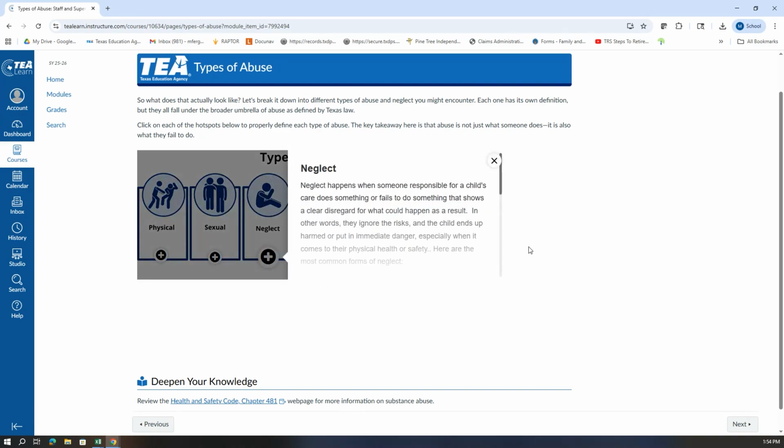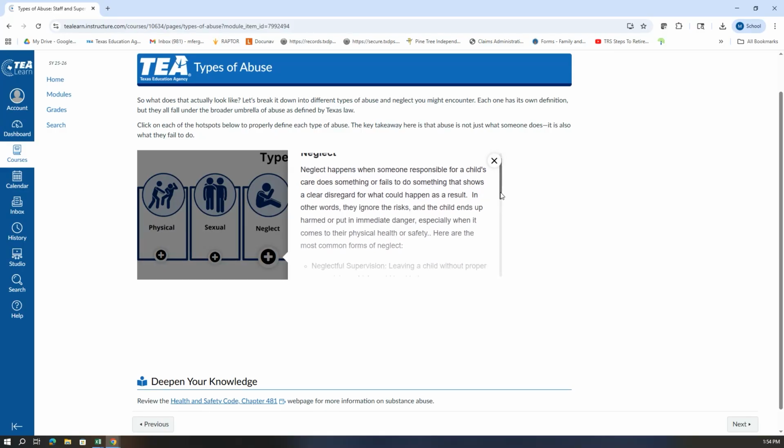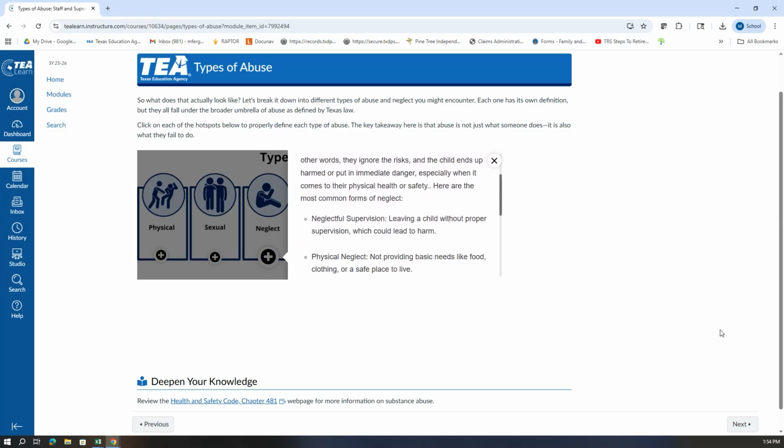Neglect. Neglect happens when someone responsible for a child's care does something or fails to do something that shows a clear disregard for what could happen as a result. In other words, they ignore the risks and the child ends up harmed or put in immediate danger, especially when it comes to their physical health or safety. Here are the most common forms of neglect.